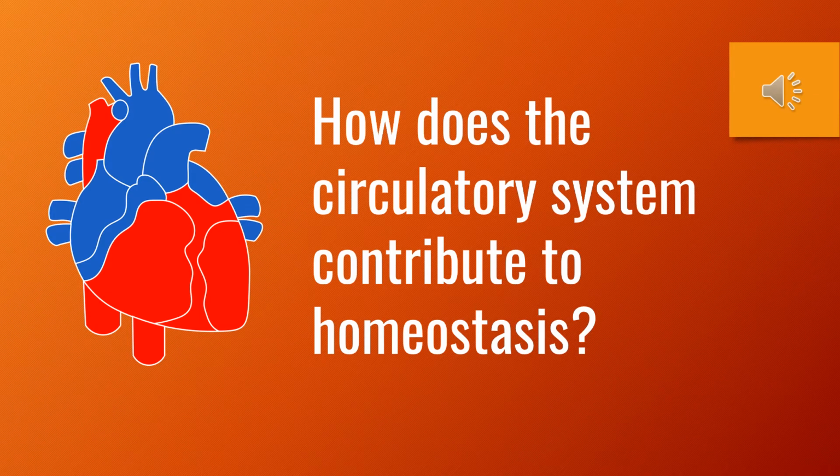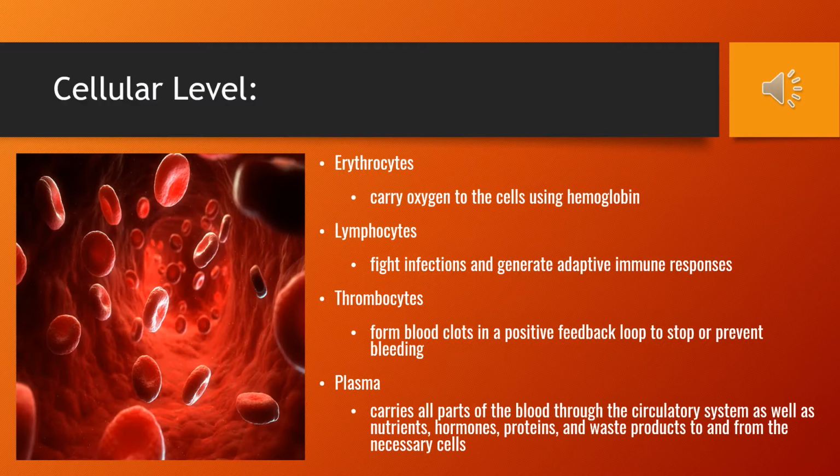How does the circulatory system contribute to homeostasis? On the cellular level, erythrocytes, lymphocytes, thrombocytes, and plasma all contribute to homeostasis. Erythrocytes carry oxygen to the cells using hemoglobin. Lymphocytes fight infections and generate adaptive immune responses. Thrombocytes form blood clots in a positive feedback loop to stop or prevent bleeding.